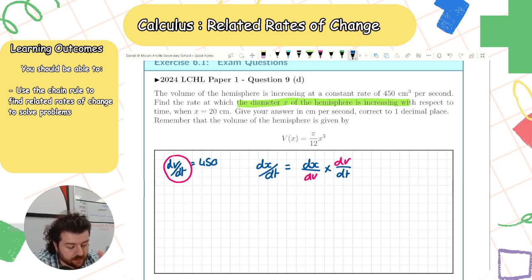Give your answer in centimeters per second, correct to one decimal place. Remember, the volume of a hemisphere is given by this. We have the volume of a hemisphere. So differentiate this.